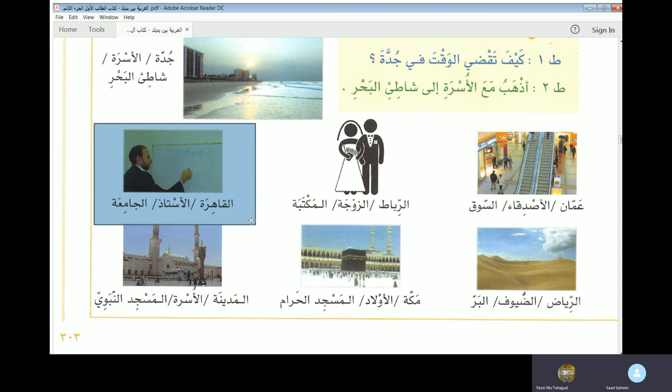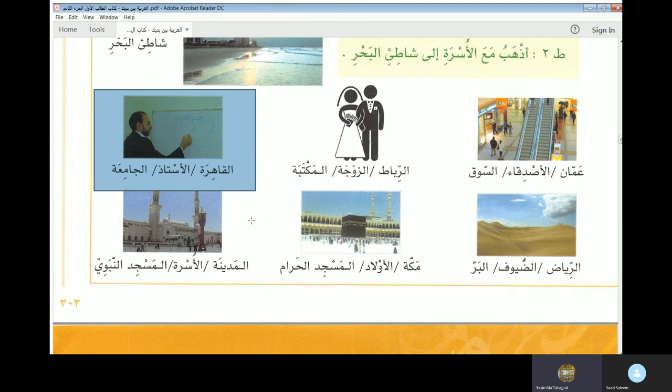Kayfa tuqdi waqta fi al-Qahira? Al-Qahira. That's Cairo. Cairo is a famous city in Egypt. Adhabu ma' al-ustadh ila al-jami'a. I go with my ustad to the university.